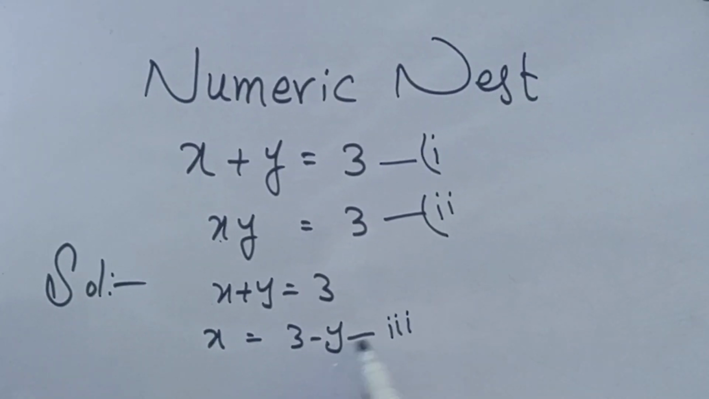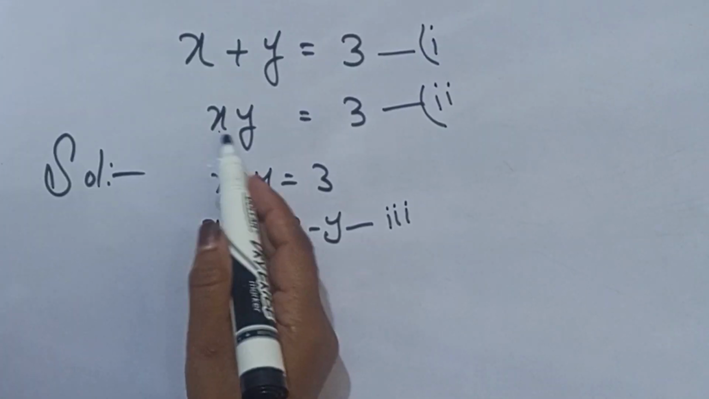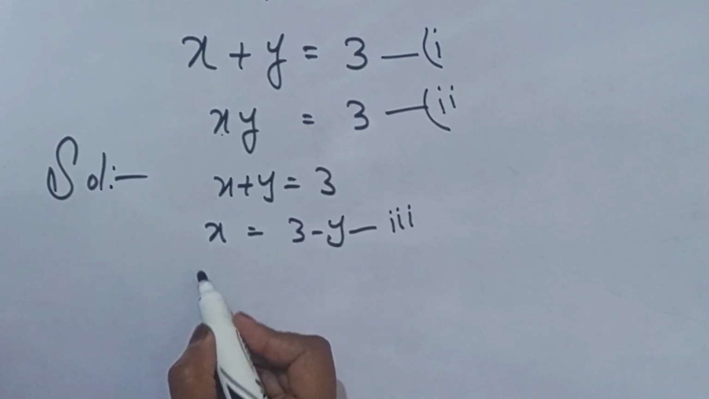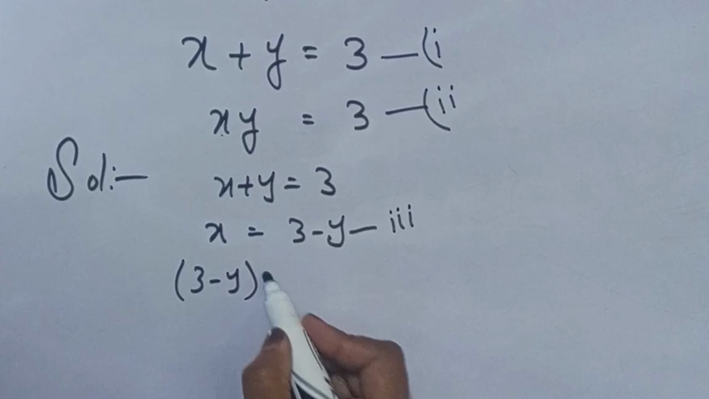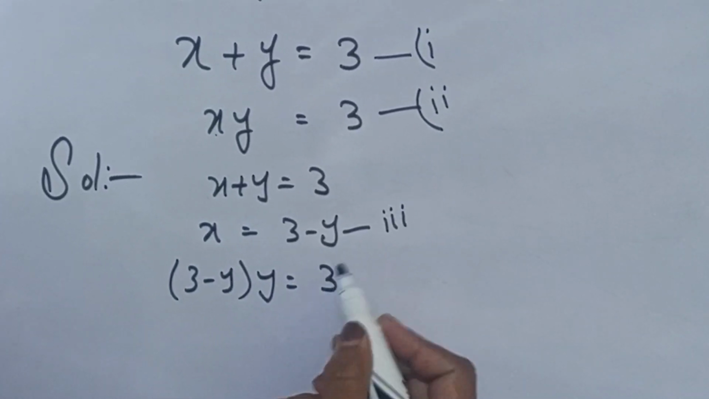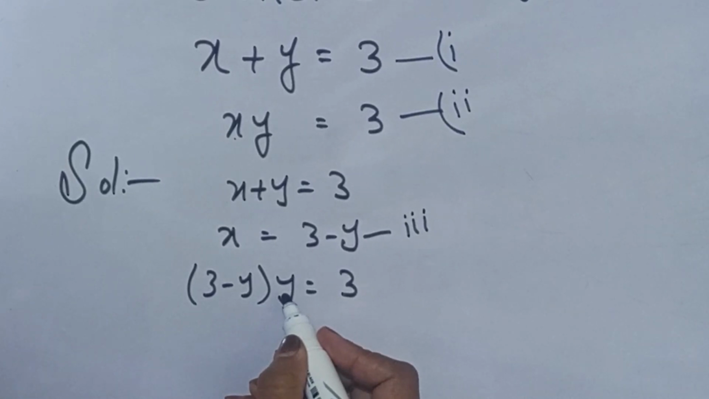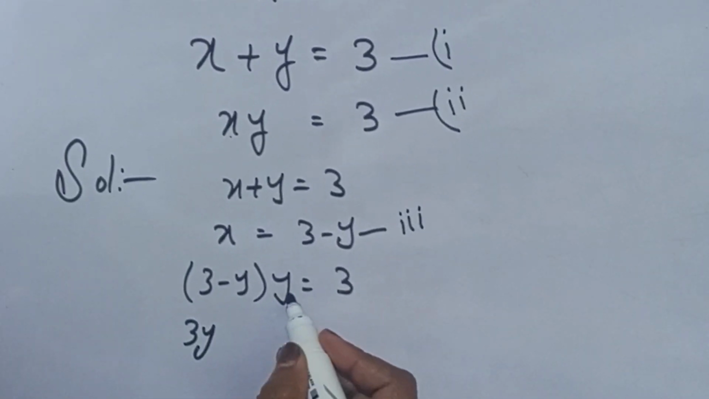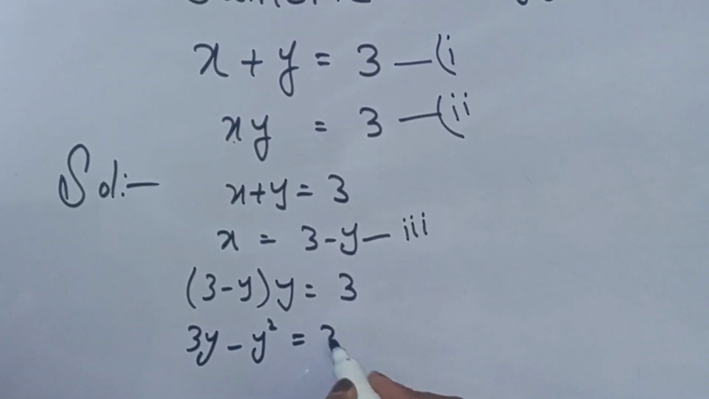Now we put equation 3 in equation 2. Here we have x, so we replace x by 3 minus y, and the next value is y, equal to 3. On the next step we multiply this y by 3, then we get 3 times y. Then multiply y by y, we get y square, equal to 3.